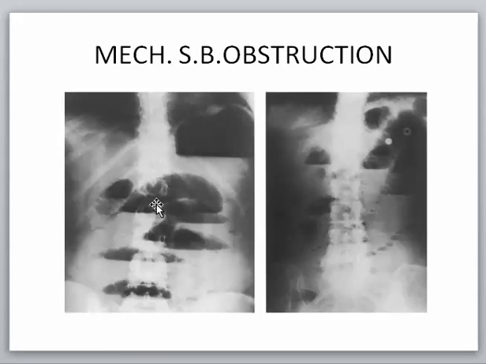The presence of more than 3 loops in the abdomen, and these 3 loops showing caliber of more than 3 centimeters, or multiple fluid levels, more than 3, means that there is small intestinal obstruction. So 3 loops with dilatation, or 3 loops with fluid levels, or 3 loops with more than 3 centimeters are all pointers to a small intestinal obstruction.